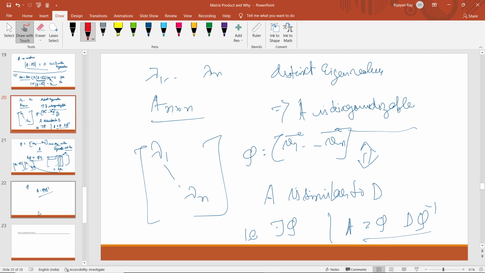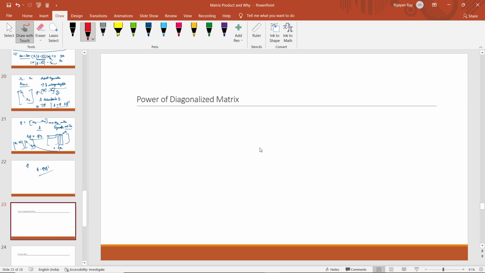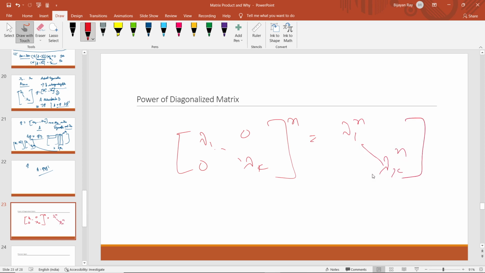Now we are ready to attack the Fibonacci problem. Once we know this, the power of a diagonalized matrix is relatively simple to calculate. If the matrix is diagonal with entries lambda 1 through lambda k, then its power n is, since all the other entries are 0, lambda 1 power n through lambda k power n. This is a simple observation.